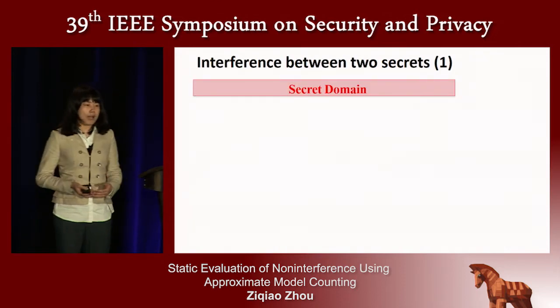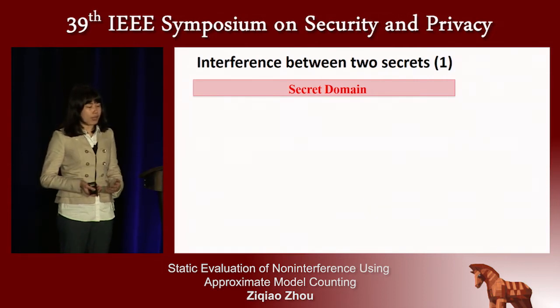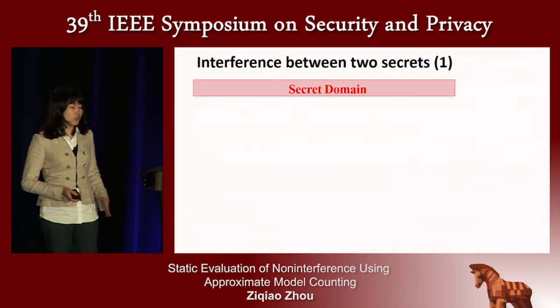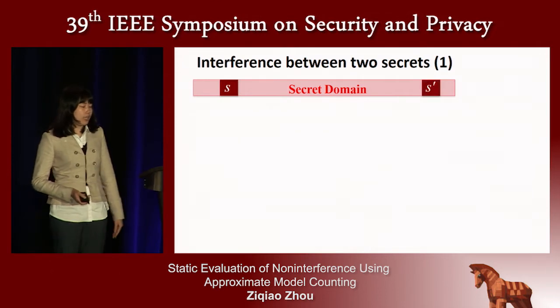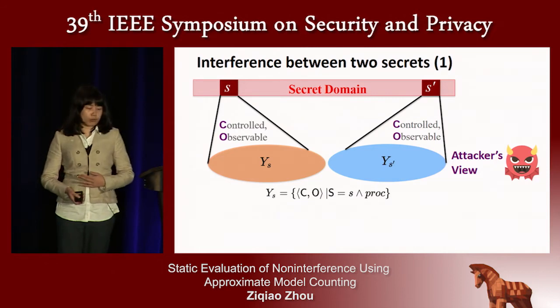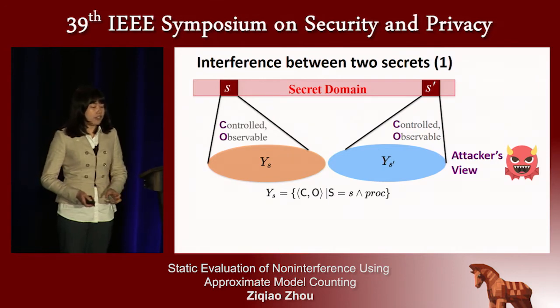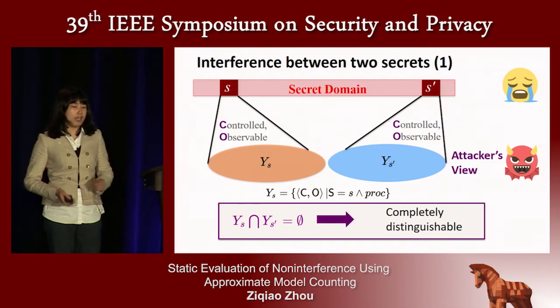To motivate how to use quantified interference to understand the information linkage, I will first introduce a very simple attack task. The attacker tries to differentiate whether the secret is a value S or S prime by injecting some attacker-controlled variables and observing attacker-observable variables. Both controllable and observable variables compose the attacker's views of this computation. The attacker could completely distinguish whether the secret is S or S prime if these two views are completely different.